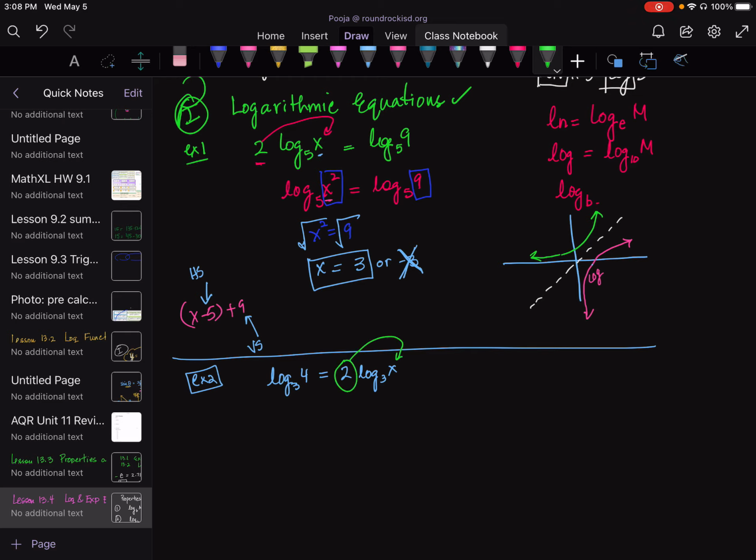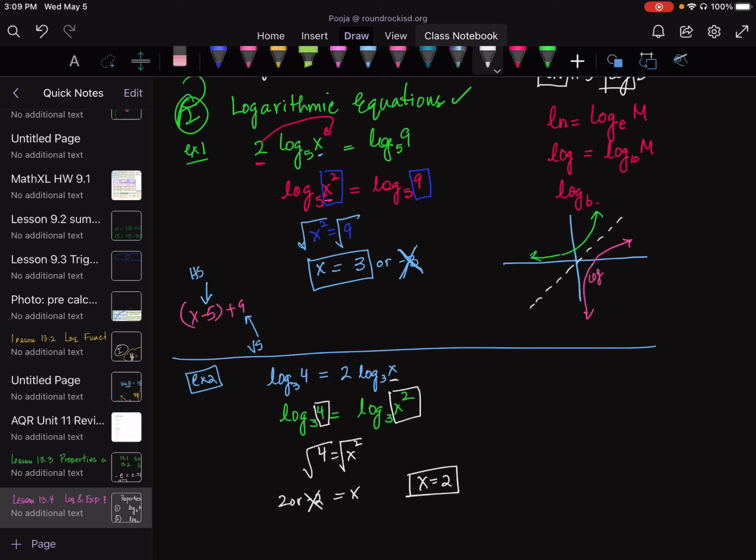This 2 can actually be raised up there as the power of the log using the third property of logs. And hence this can be written as log base 3 of x squared, right? Now everything is exactly the same. Hence, whatever is after the log here must equal whatever is after the log here. So 4 must equal x squared for this to be true. And from here, algebra takes over, square root both sides, x equals 2 or negative 2. And again, because this is simple x, there are no transformations involved, I'll have to ignore the negative answer, and the only answer is x must equal 2, the only possible answer.